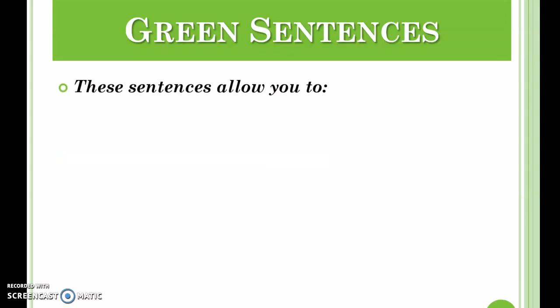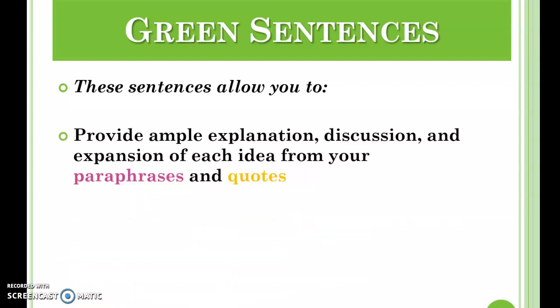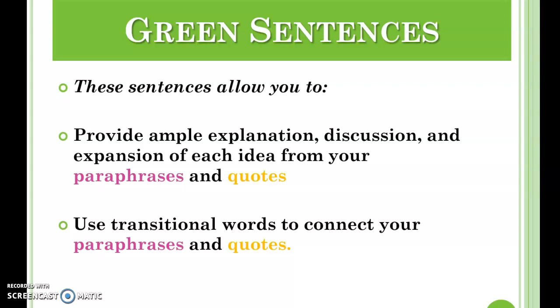Next, you'll have green sentences. Green sentences are really explanation. They allow you to provide explanation, discussion, expansion of each idea from your paraphrases and your quotes. You could look at it as an explanation for that quote, for that paraphrase. Why did you include it? It allows you to add transitional words to connect your paraphrases and your quotes.